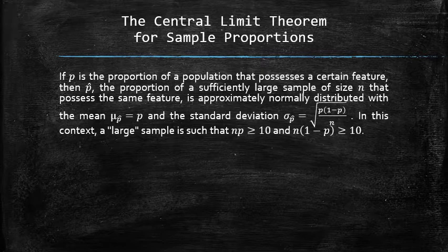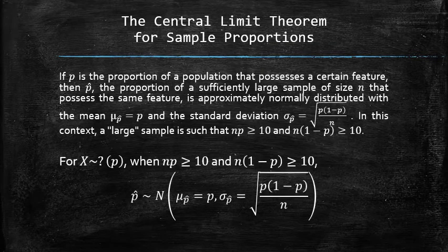distributed with parameters mu p hat and sigma p hat that can be related to p, the population proportion, and n, the sample size. In this context, a large sample is such that the number of positive responses and the number of negative responses are both greater than 10. Symbolically, the statement can be written in the following way.